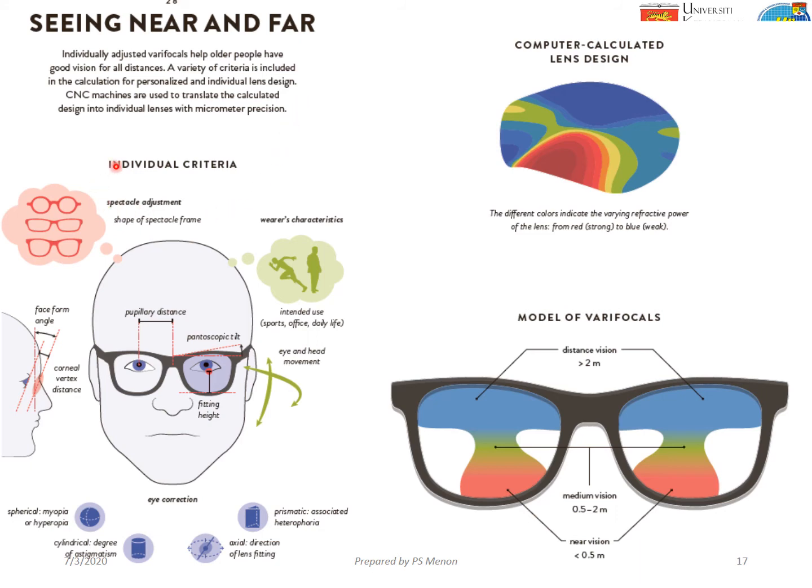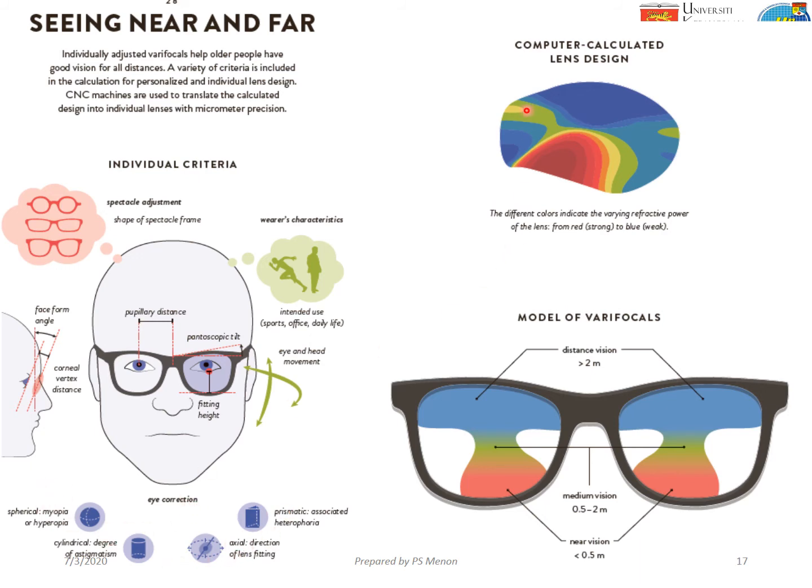So you have someone who needs specs, so they need a spectacle adjustment, with various characteristics. Suppose he's a runner or he's just for office wear, and then the eye and head movement, fitting height, and all these different criteria. The lenses can be used for different types of eye correction, myopia or hyperopia, and then astigmatism, and then the axial distance, the prismatic, which is associated with heterophoria. So different types of eye correction.